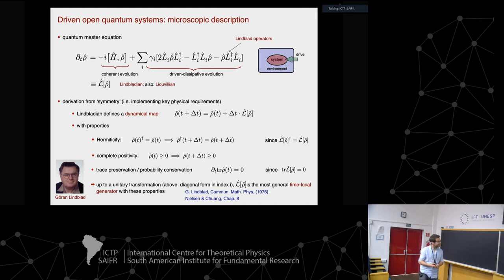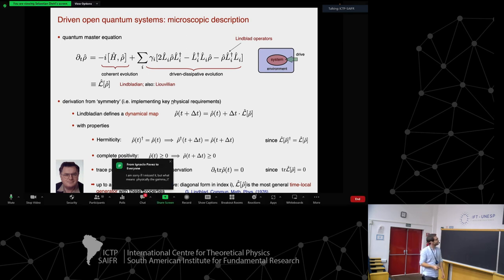Don't care too much about this complete positivity, but positivity means that when you start with a density matrix which has non-negative eigenvalues, then under the update by this Lindblad operator here, it preserves this property. So a meaningful non-negative density matrix is mapped into another new density matrix.